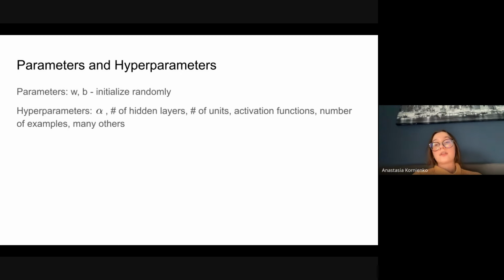Activation functions, you can choose them also, and the number of examples in the training set that will train the neural network, and many others that I won't tell today, but probably sometime later. I don't know.